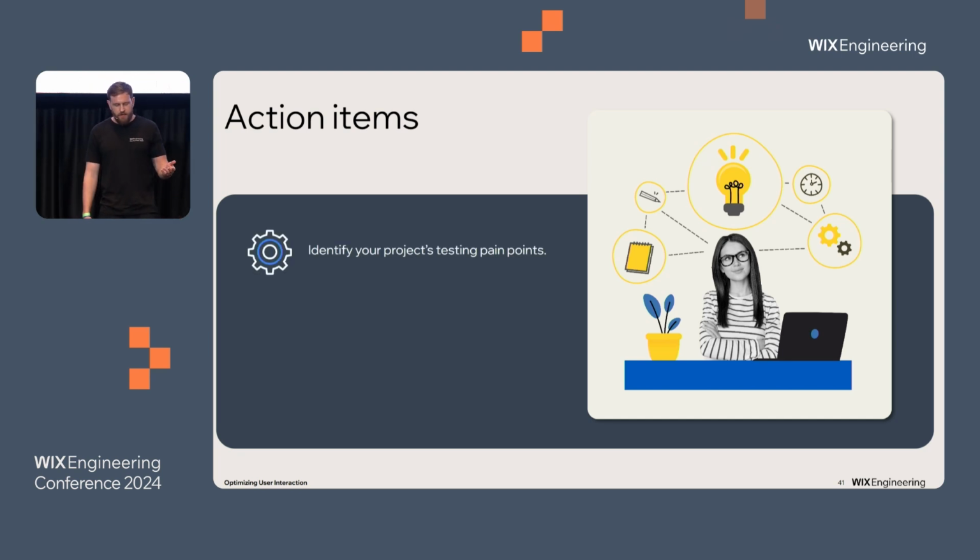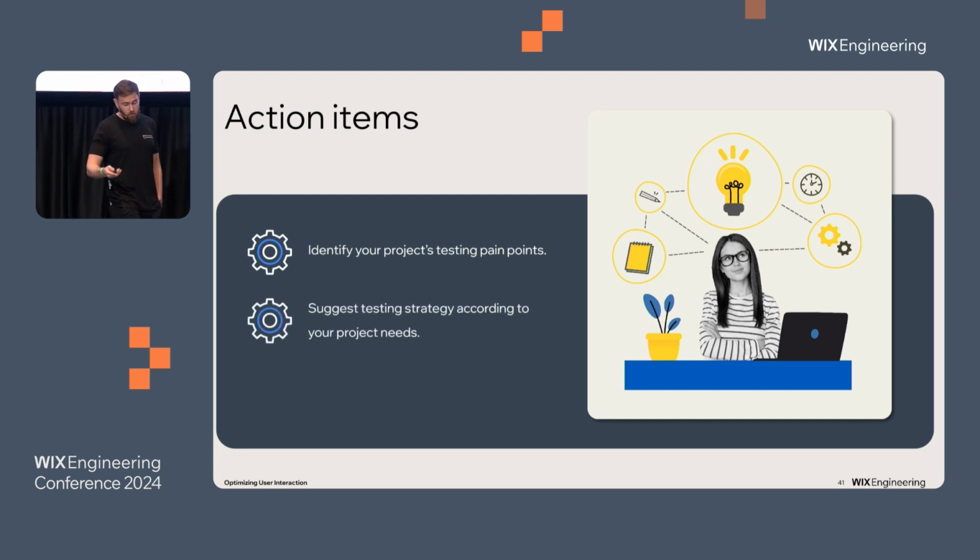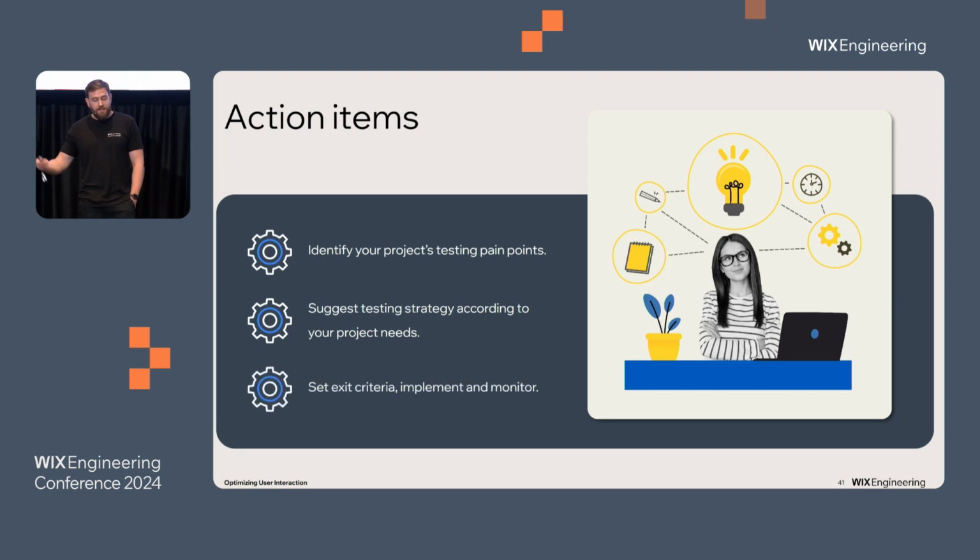Try to identify the project's testing pain points. This is your pitch to your managers to give you the opportunity to actually work on technical stuff and not only on features that your team is responsible for. You don't need to identify all the problems you have in the project from the start. You can start with only one, create a testing strategy according to the project needs, but only to solve this one gap or pain point, right? And set an exit criteria, and implement and monitor, of course.